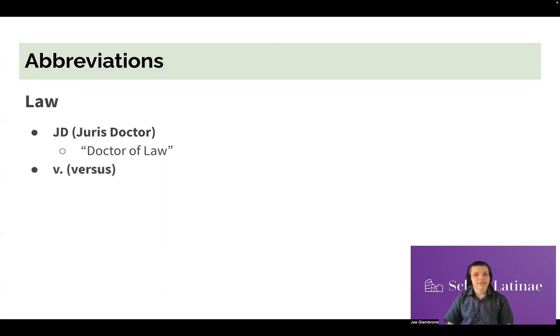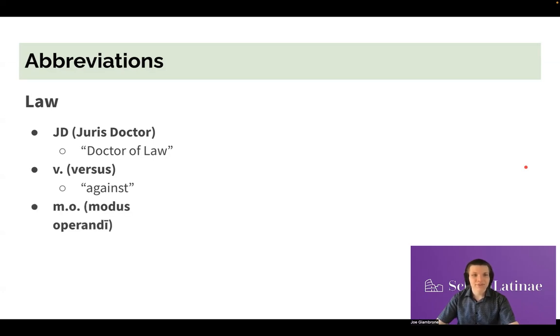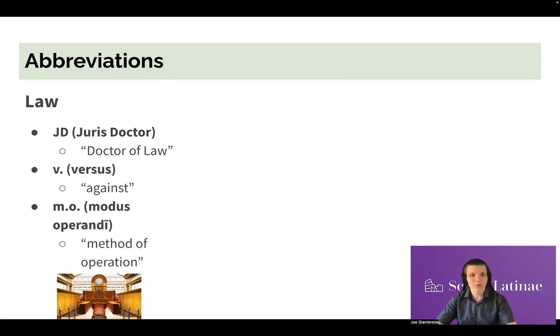And then, if you think of famous cases like Roe v. Wade, Brown v. Board of Education. Yes, I did take AP Gov in school. The V stands for versus, which is a Latin word that means against. These are two parties who are duking it out in court. And then if you talk about a suspect's MO, that's their modus operandi, literally method of operation. Once again, we have the same courtroom here. If you're trying to establish a series of events that could all be done by the same person, you look at what's their MO? Do they always do XYZ?